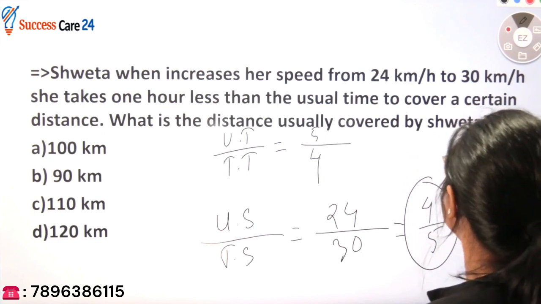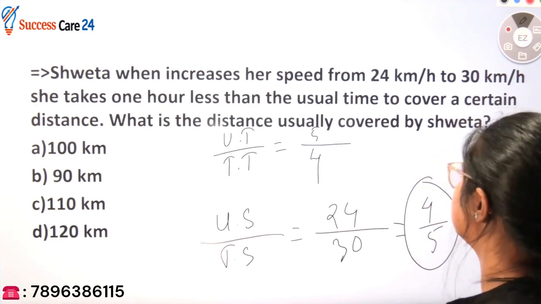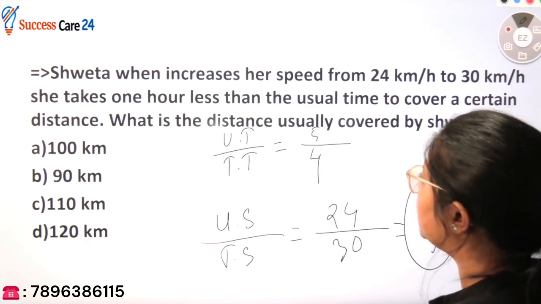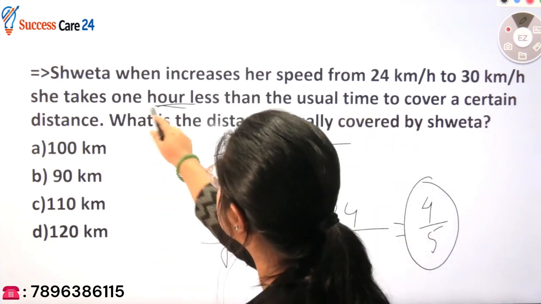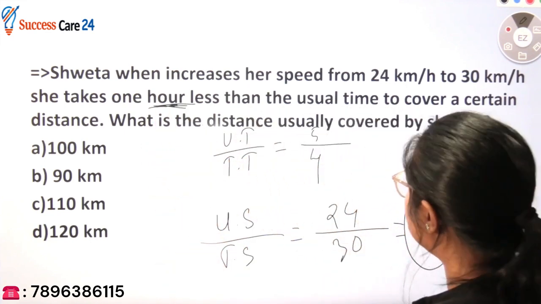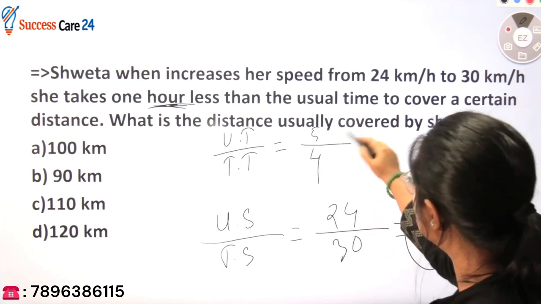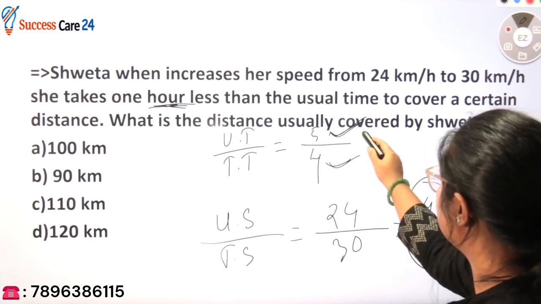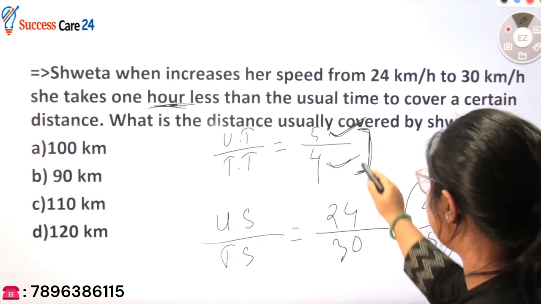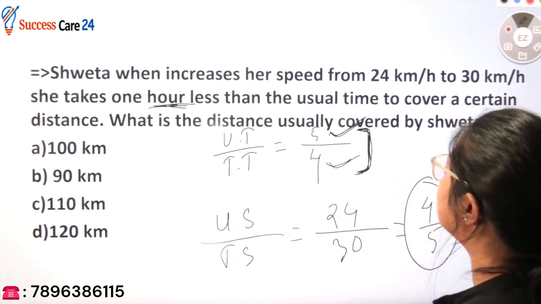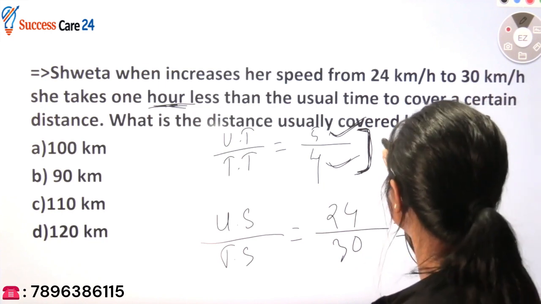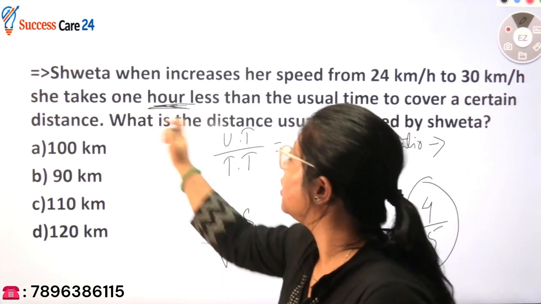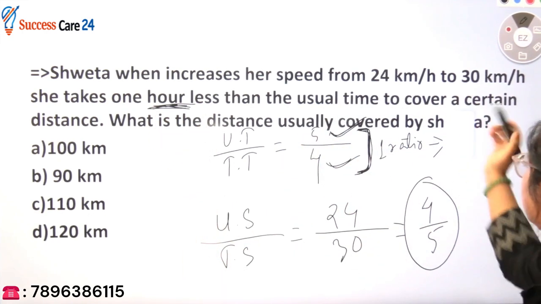Okay. Now you are given that she takes 1 hour less than the usual time to cover a certain distance. So once we get the time ratios, you see in the question your usual time is 5 hour and today's time is 4 hour. That means this gap, the ratio gap of time. So what is the ratio gap of time? There is a 1 ratio gap, and this 1 ratio gap is given in the question as 1 hour.